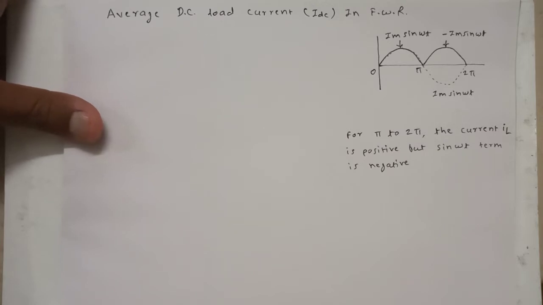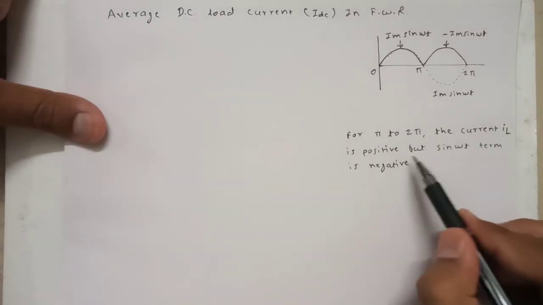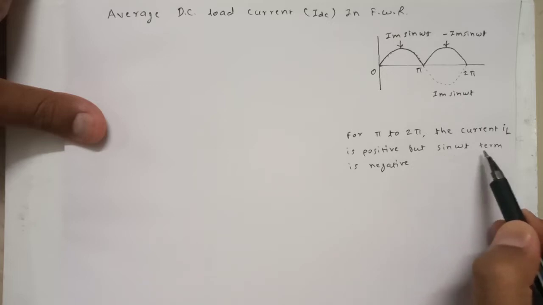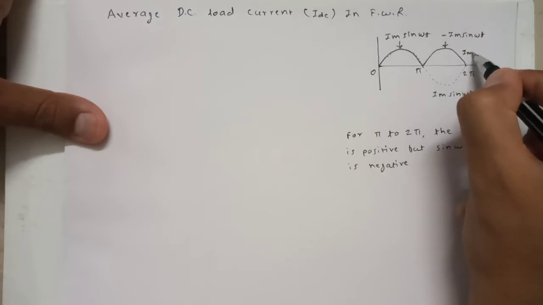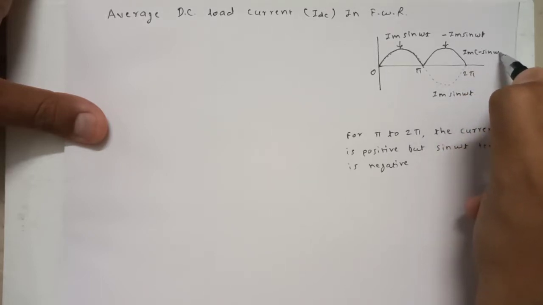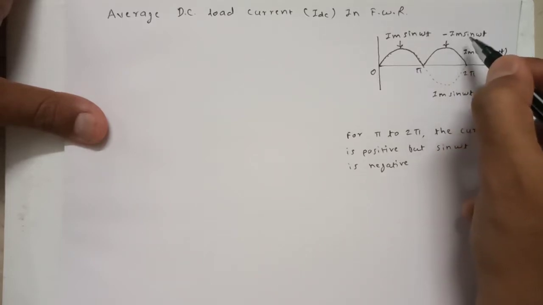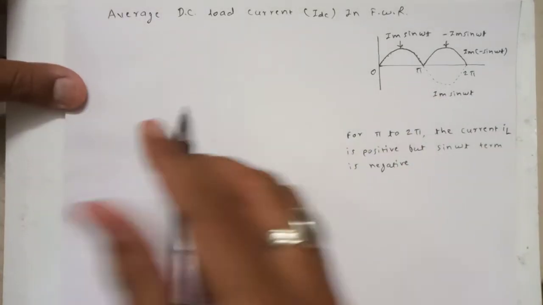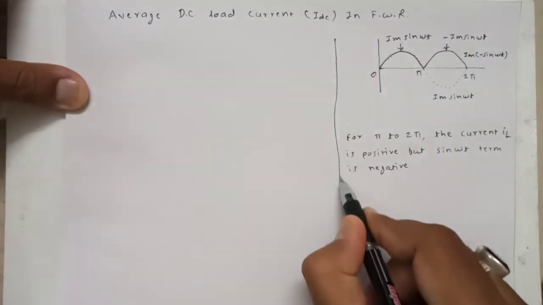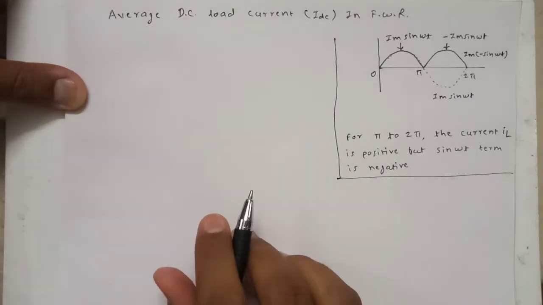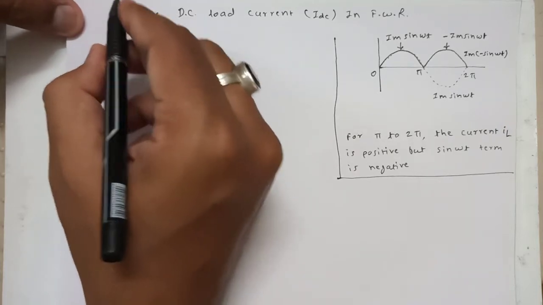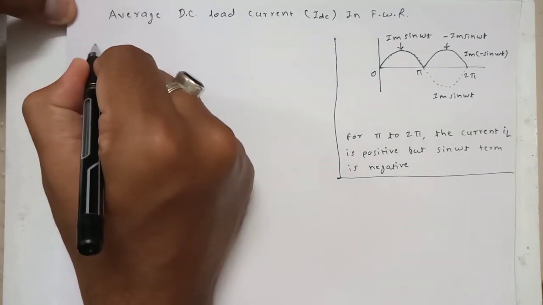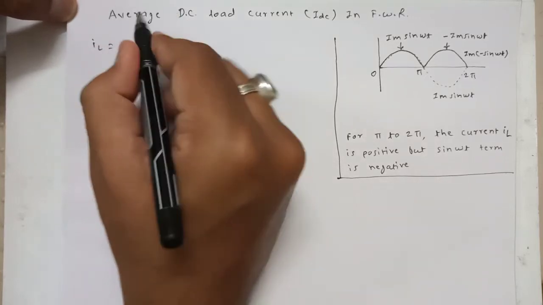For pi to 2 pi the current IL is positive but the sine omega t term is negative. It means we can write Im in bracket minus sine omega t, but instead of writing this, we take the minus sign outside and we get this. Is it clear? So with this we will start. This is the one thing that all of us should know before going for the equation of the full wave rectifier.